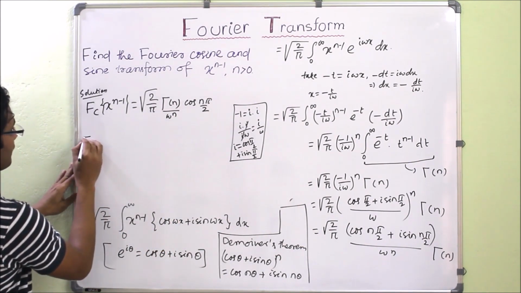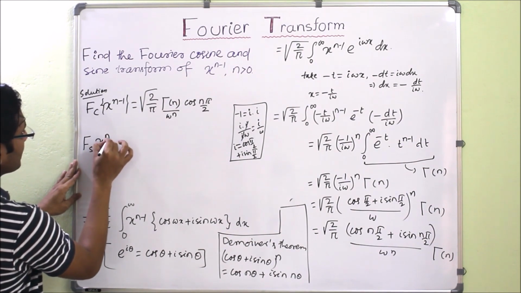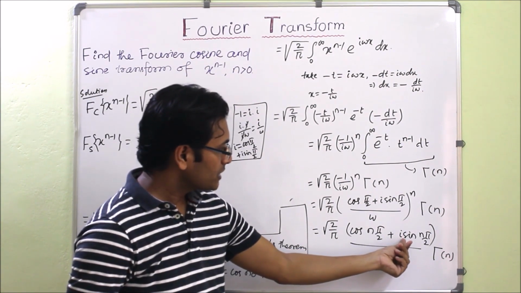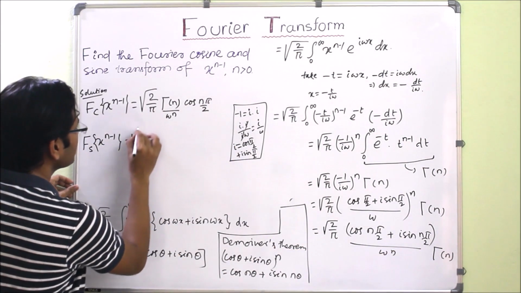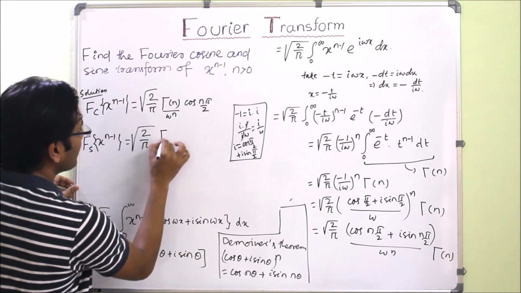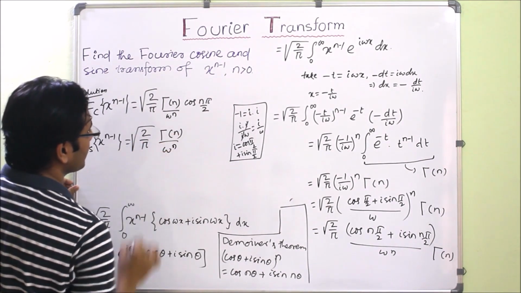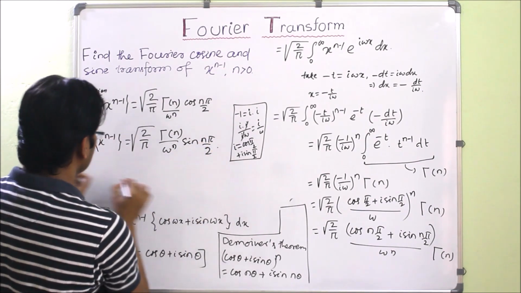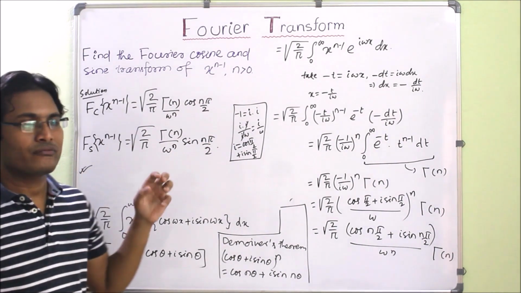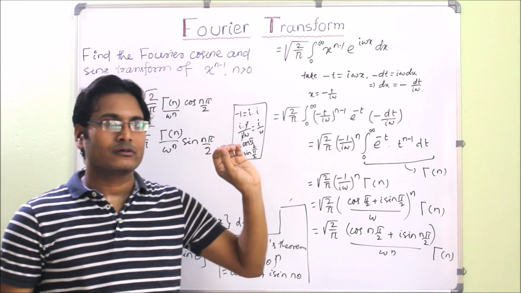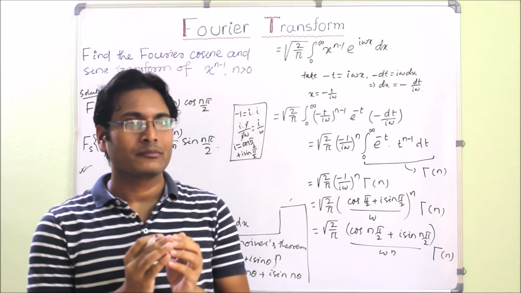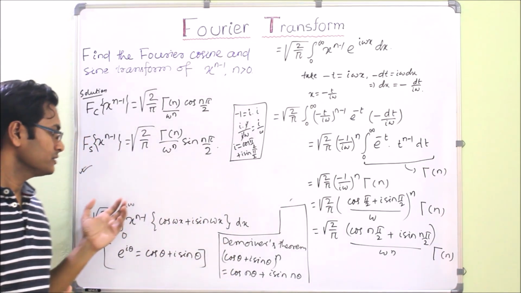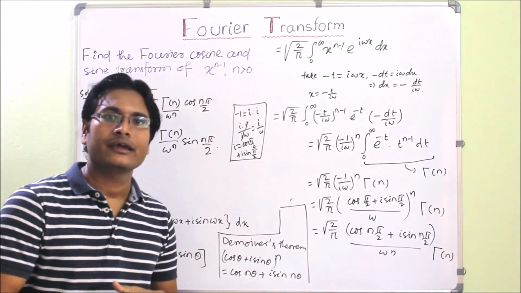Similarly, Fourier sine of x to the power n minus 1 will be what? The imaginary part, which is associated with i. So it will be square root of 2 by pi gamma n by omega to the power n into sine n pi by 2. This way we can find such types of problems. We have to always read the problem carefully, and accordingly apply the formula or use this trick, that is Fc plus i Fs.